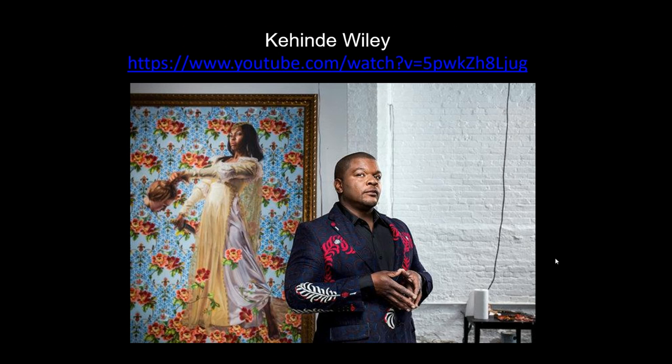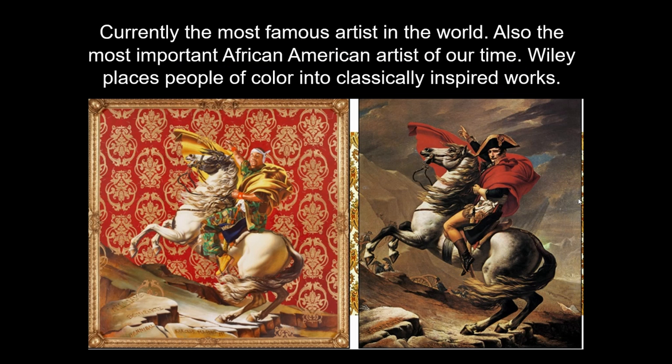All right, and now I want to talk about Kehinde Wiley. He's by far the most famous African American artist probably ever, especially working right now. This is a really cool video of him discussing his process. What he does is he likes to take old classical artworks that are typically of white men and depict them with modern day men, usually people of color. So, you'll see a bunch of different examples of that. But this one's supposed to be Napoleon.